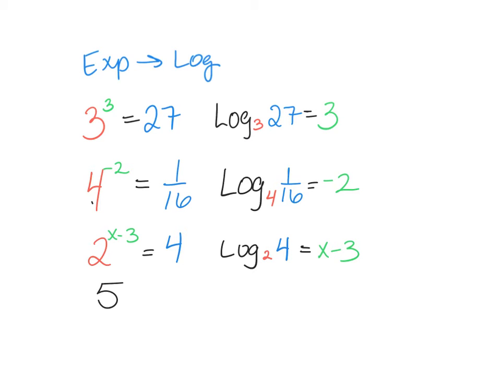5 to the third power equals x minus 1. So log base 5, the base of the exponent, base of my exponent, what it's equal to is what's inside my log, so of x minus 1 equals the exponent in the exponential, 3.